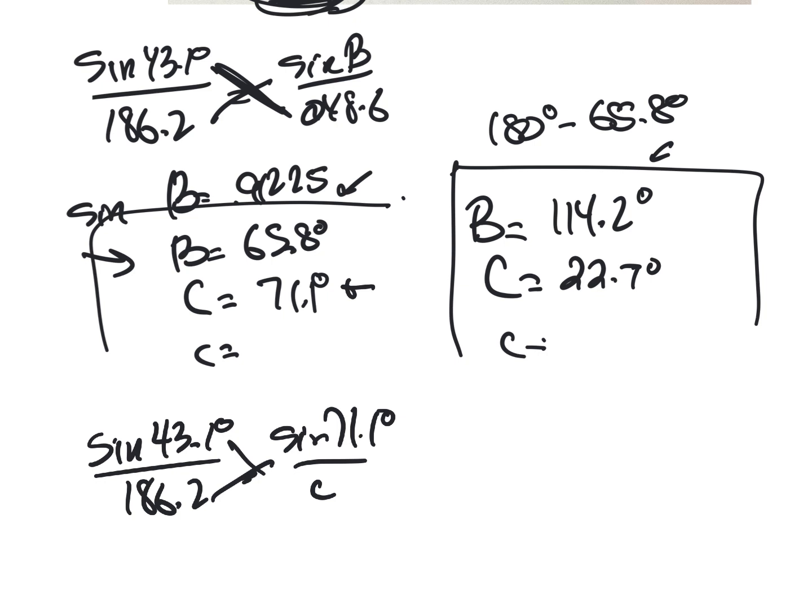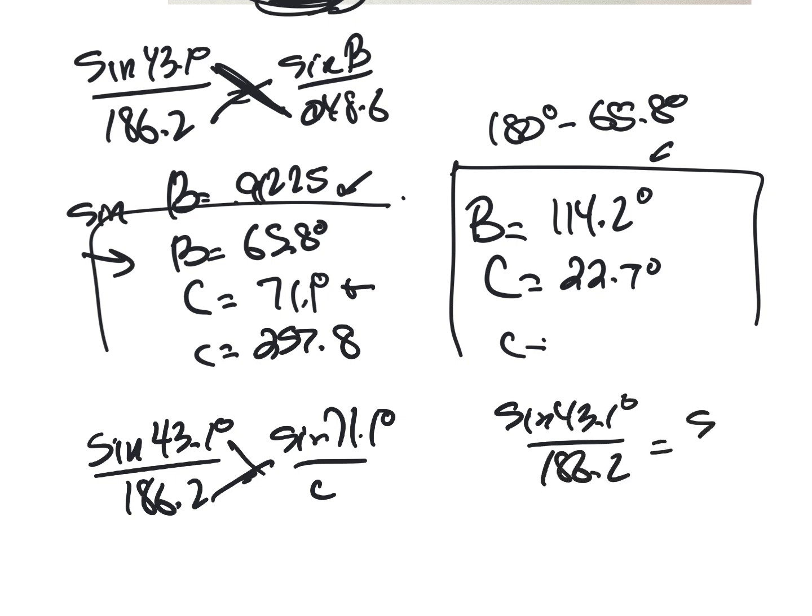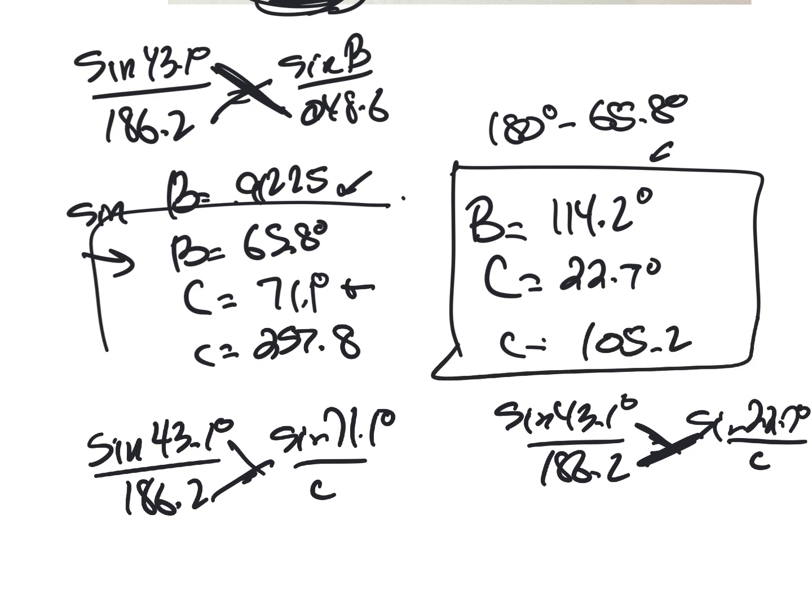I'm punching it in, trying to punch it in anyway. And I'm getting 257.8 right there. Now I'm going to do the same thing on this one. Sine 43.1 degrees over 186.2 equals sine, except this time, sine of 22.7 degrees over little c. Sorry for my handwriting right there. Cross multiply there, divide by sine 43.1. I'm getting 105.2. So 2 cases, case 1, case 2.